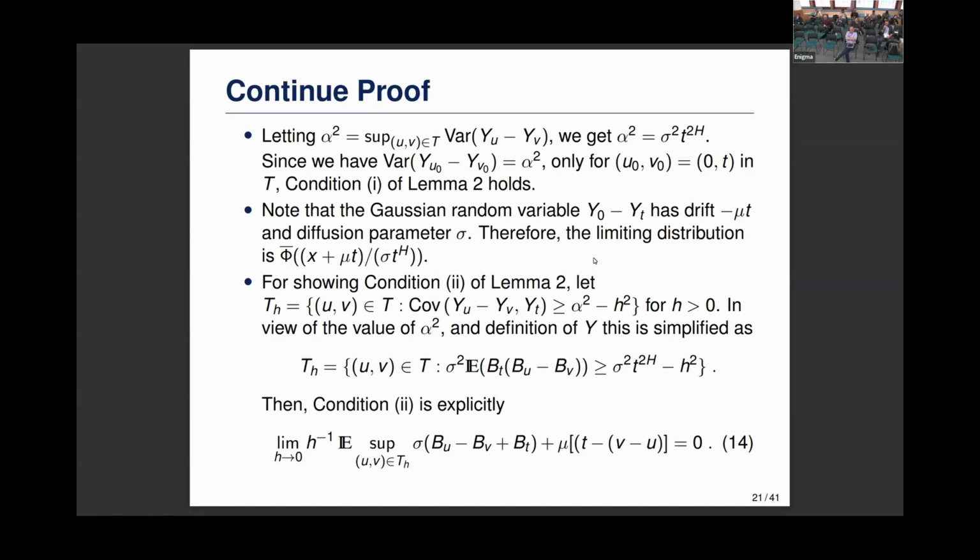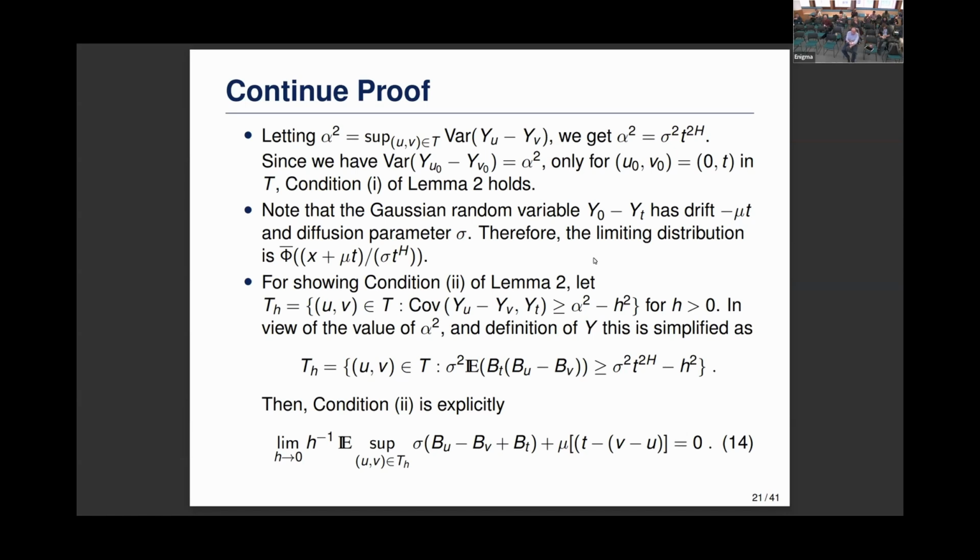As for the condition 2 of the Talagrand lemma, tau stands in for the unique time that gives the highest variance, and this new T_H is the covariance between the differences and that highest variance value. And so this T_H, as we write it explicitly, what we have is this covariance function being greater than sigma squared t to 2H minus h squared. And so the condition 2 becomes this one, as in equation 14 in the Talagrand lemma.